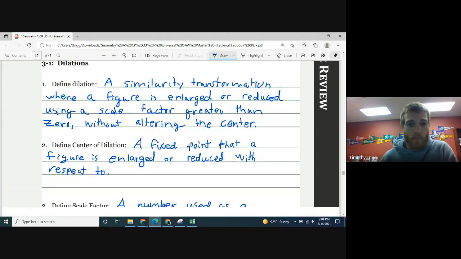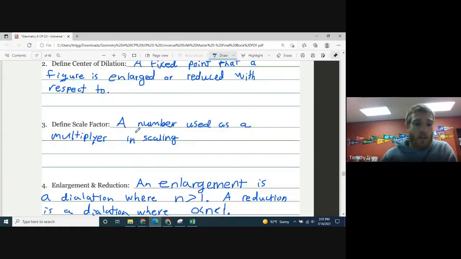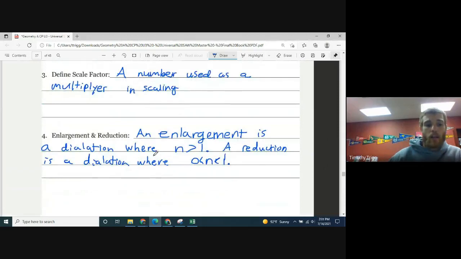I'm writing these down for you because they don't say them quite like this in the unit. But on the test, they definitely do say them like this. So you want to know these definitions this way so that you know them for the test. For number 2, define center of dilation. Center of dilation is a fixed point that a figure is enlarged or reduced with respect to. Scale factor, a number used as a multiplier in scaling. Now feel free to pause the video if you need to write this down.